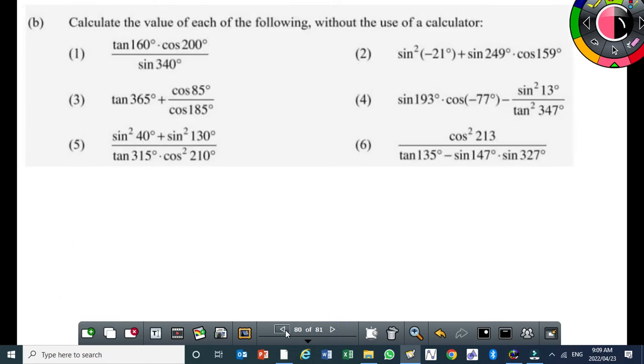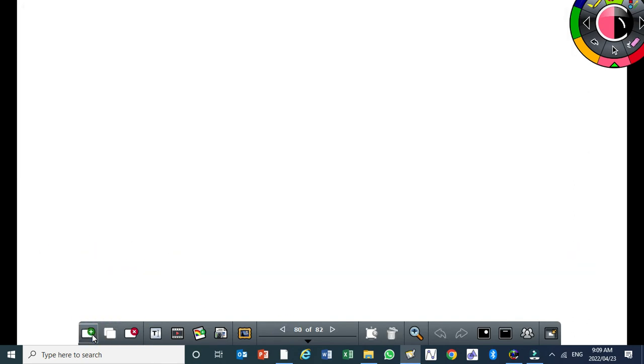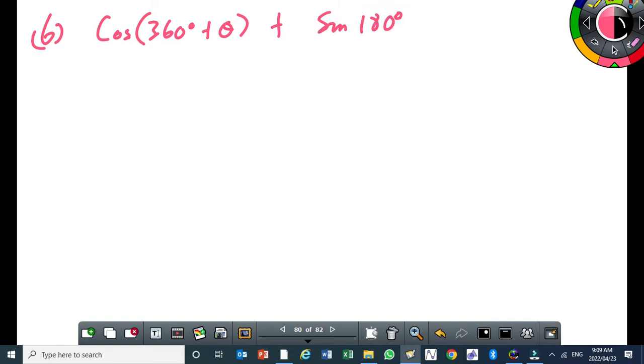Okay, tell me the question. What was the question? It was cos(360 plus theta) plus the fraction sine(180 plus theta) over tan(negative theta). I did it.